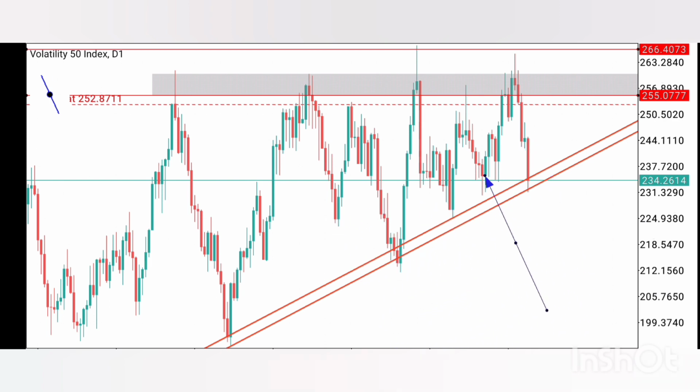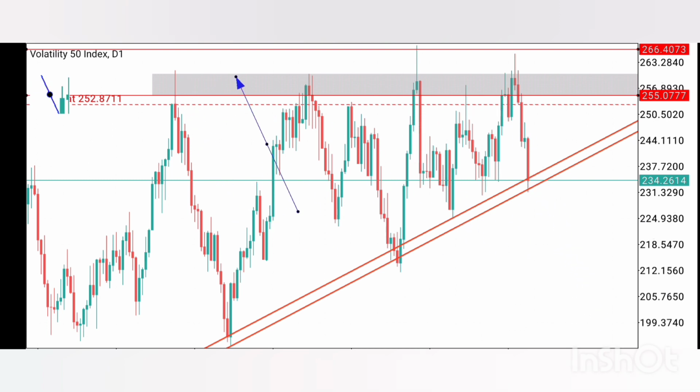So right now I am good to close this trade, and possibly I may look forward to a buying opportunity at this point. Are you guys with me? Now I may look forward to a buying opportunity at this point.